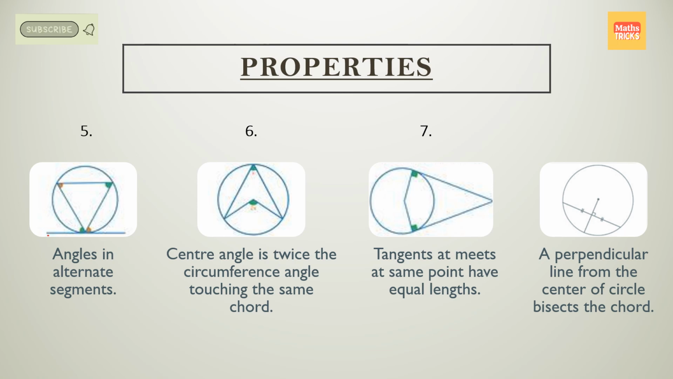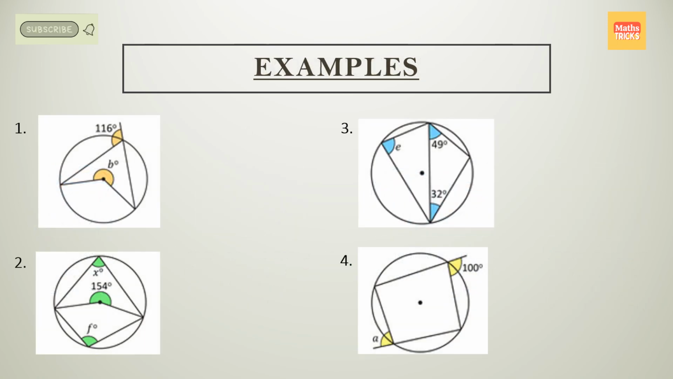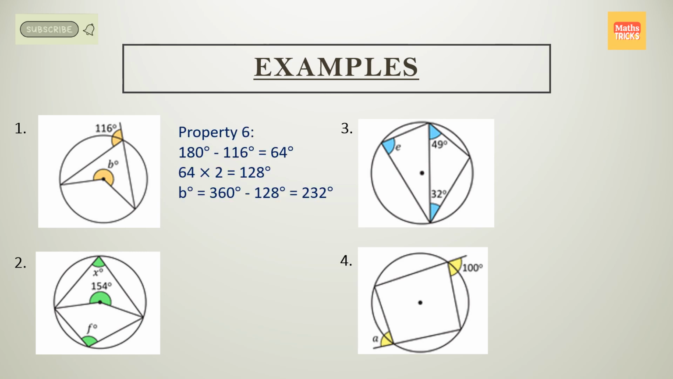Property number 8. The perpendicular line from the center of the circle bisects the chord, making both sides equal. Now let's see some examples. Example number 1. It includes property number 6, which is the angle at the center is twice the angle at the circumference.